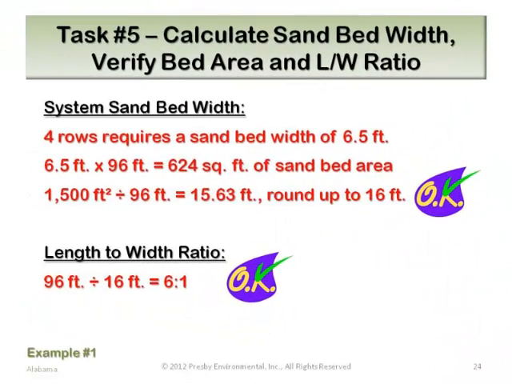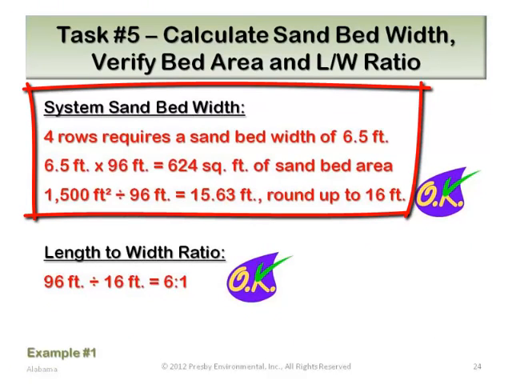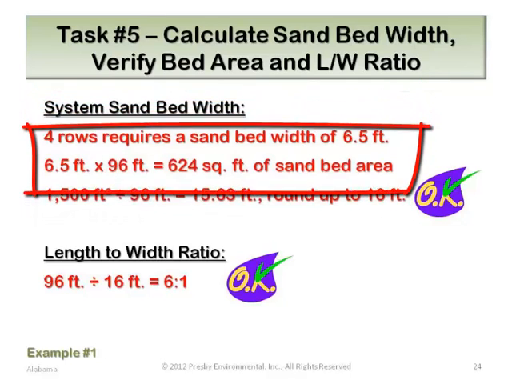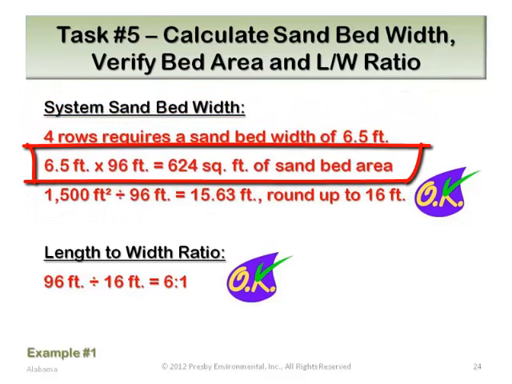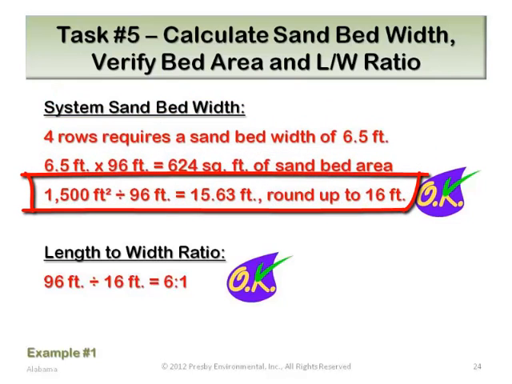The minimum sand bed width needed to cover all the advanced Enviroseptic rows in this example is 6.5 feet. But this will not provide enough sand bed area to satisfy Table A. Dividing 1,500 square feet by our 96-foot sand bed length results in a minimum sand bed width of 15.63 feet. We'll round this up to 16 feet for ease of construction.